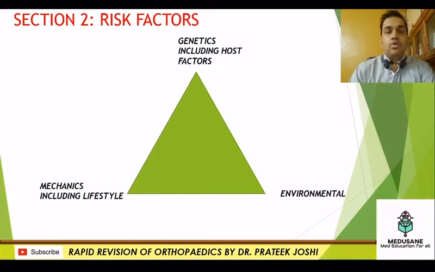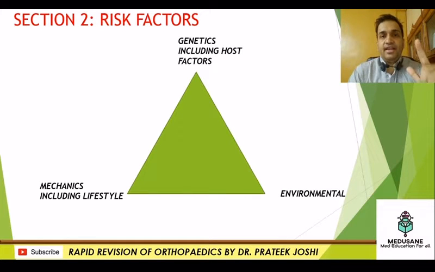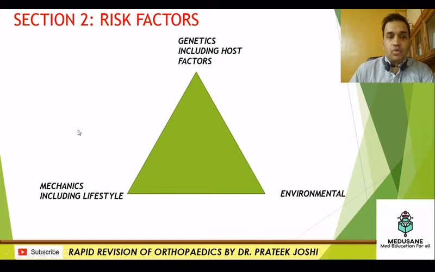Moving on, now whenever we read in PSM that any particular disease has a set of risk factors, what they give us in PSM is an epidemiological triad. An epidemiological triad is the holy trinity of three things which are responsible for a disease. First one is the host, second is the agent, and third is the environment. And right here is exactly what we see.